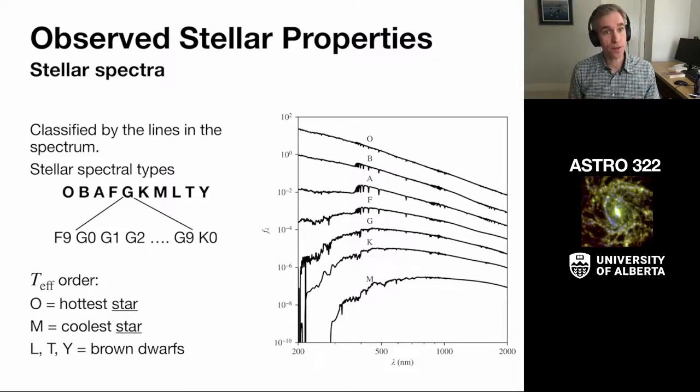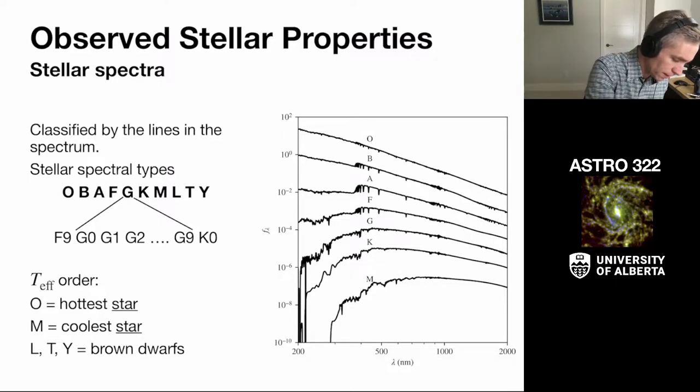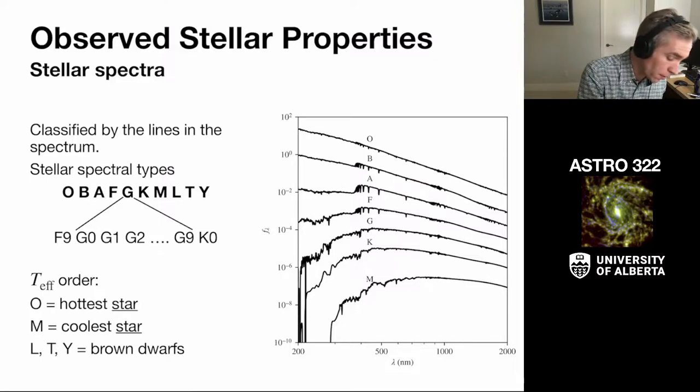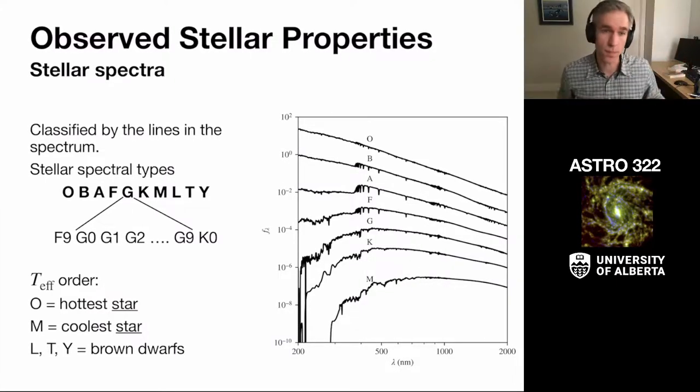I just want to note that the spectral classes are from the lines in the stellar spectra. These spectral lines here in the spectra are what we pay attention to. You'll notice that this line, whatever it is, it's hydrogen, is strong in these, and then in these later types, GKM, it largely vanishes.